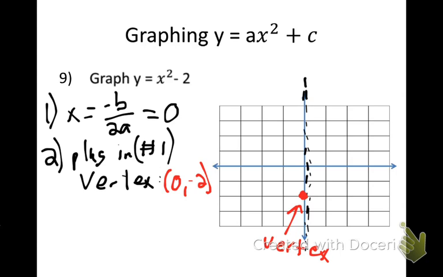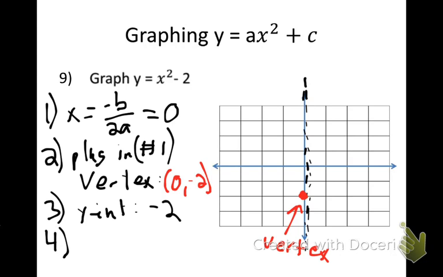Good. Step 3 was to do the y-intercept. What's my y-intercept here, Jesse? Negative 2. What's ironic about that? What do you notice about that? It's already plotted because that was my vertex. That one's done.